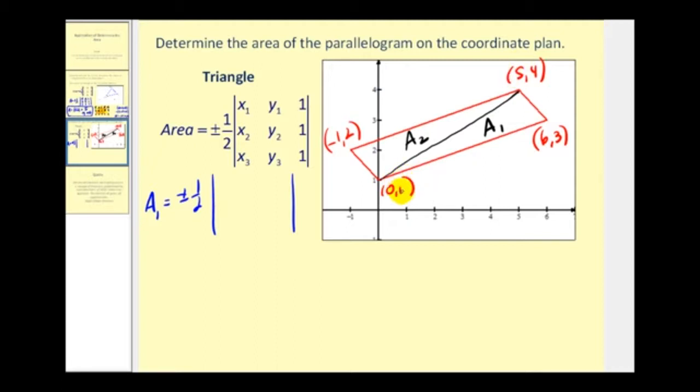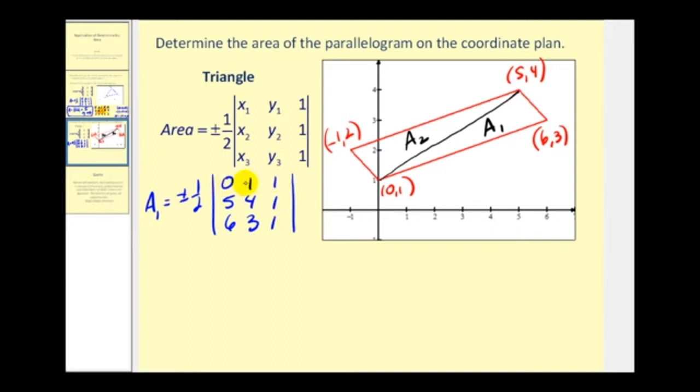Let's start with the point 0, 1. So this first row will be 0, 1, 1. Let's go to this point here. So we'll have 5, 4, 1. And the last point will be 6, 3. So 6, 3, 1. Let's go ahead and find the value of this determinant. Let's use the cofactor expansion this time.